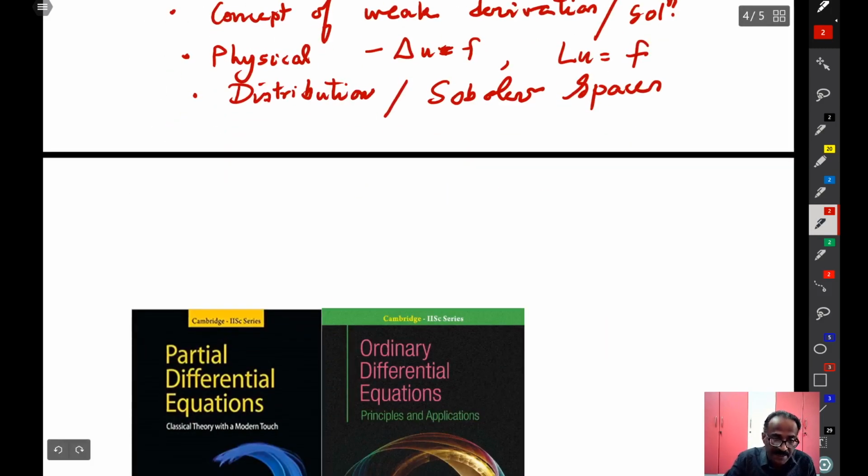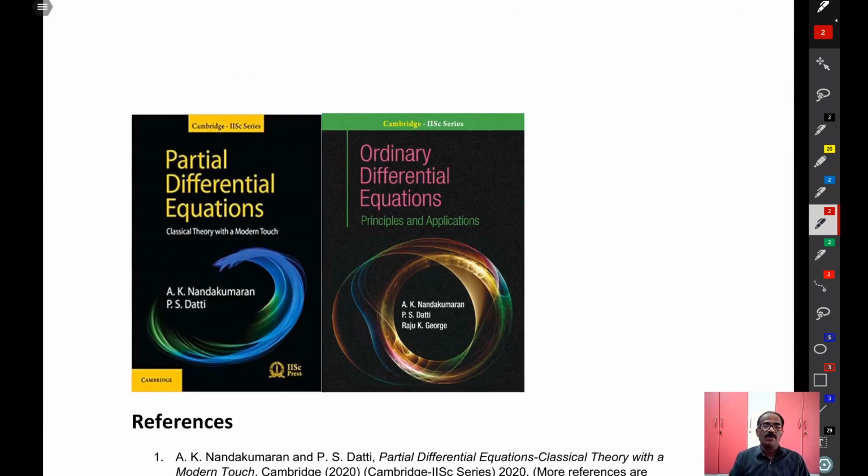So that's a brief summary of this course. Before stopping, we follow the same book, our recent book published in 2020. In PDE 1, you have seen some sections of our PDE book, which is published by the Cambridge IISc Press series. So we will be covering some more topics from that book. With this course, maybe 75 to 80% of the material of the book will be covered. So whatever advice or suggestions to all of you, please go through that.